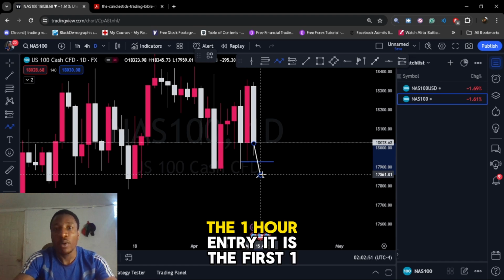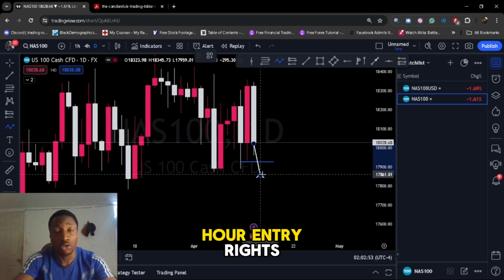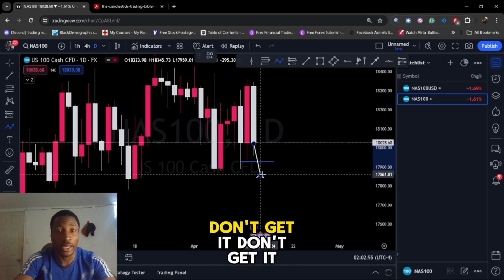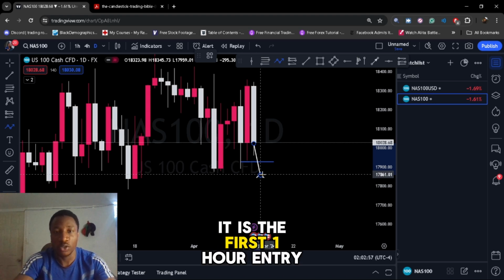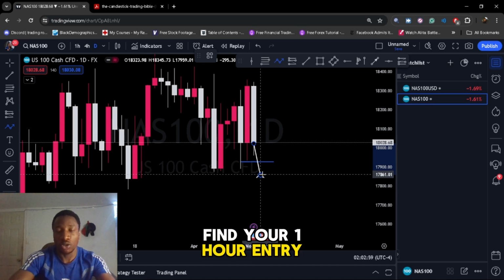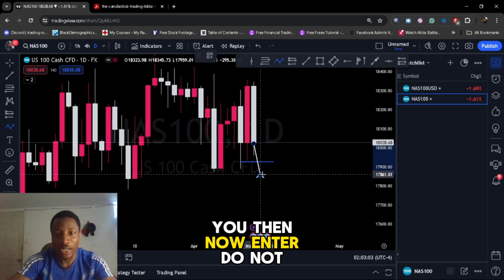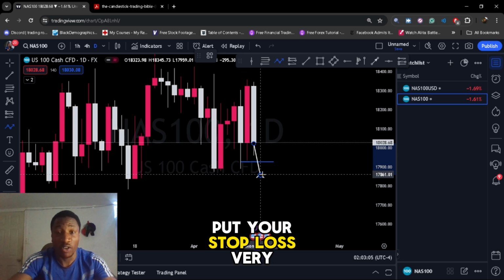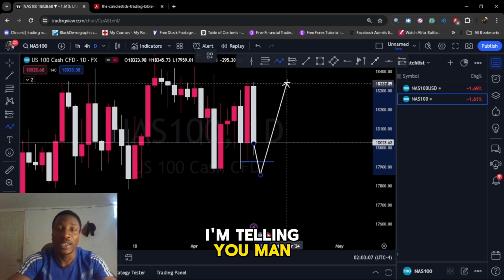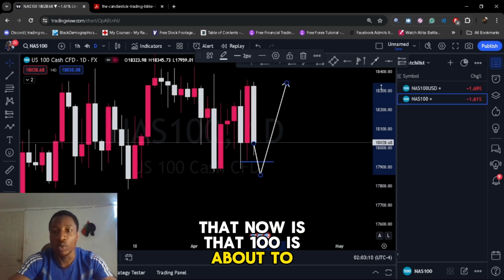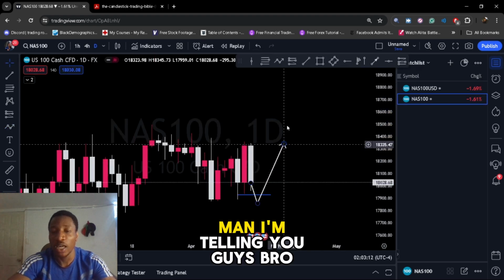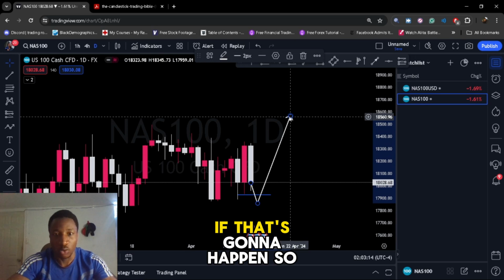And guys, the 1 hour entry, it is the first 1 hour entry, right? Don't get it confused, man. It is the first 1 hour entry. Find your 1 hour entry, and once the 1 hour entry has shown itself, you then enter. Do not hesitate. Put your stop loss very conservatively. And guys, I'm telling you, the Nasdaq 100 is about to moon all the way up, if that is going to happen.